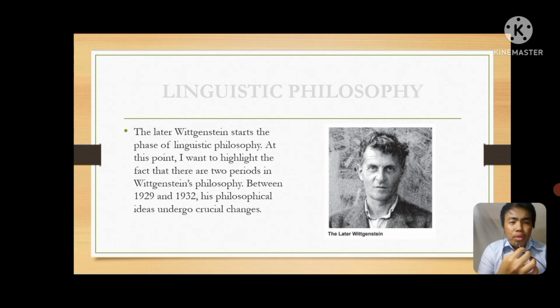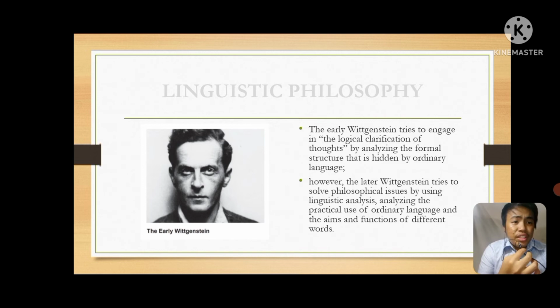At this point, I want to highlight the fact that there are two periods in Wittgenstein's philosophy. Between 1929 and 1932, his philosophical ideas undergo crucial changes. The early Wittgenstein tries to engage in the logical clarification of thoughts by analyzing the formal structure that is hidden by ordinary language. However, the later Wittgenstein tries to solve philosophical issues by using linguistic analysis, analyzing the practical use of ordinary language and the aims and functions of different words.